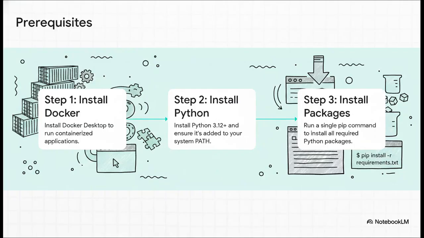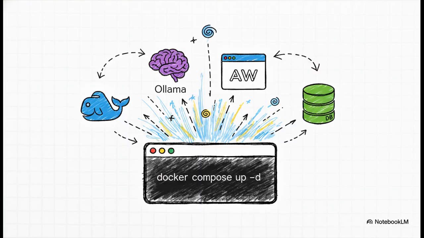Before we hit go, there are just a couple of quick one-time things you need to have set up. You'll need Docker Desktop, which is what lets us run all these different pieces of software in their own little boxes, and you'll need a recent version of Python. After that, a single line in your terminal will install all the little Python packages we need to get everything talking to each other. This is it. This is the magic command.